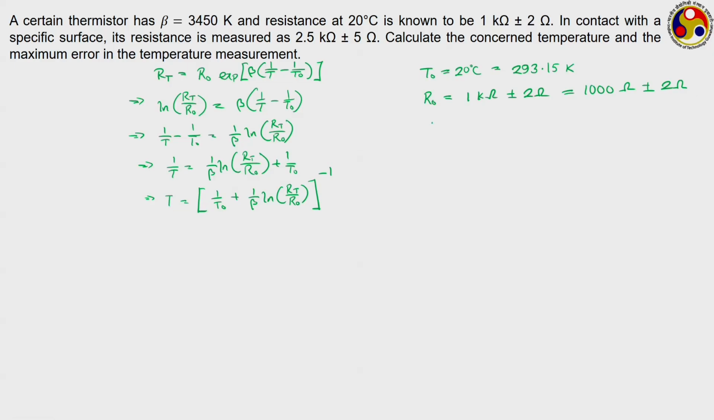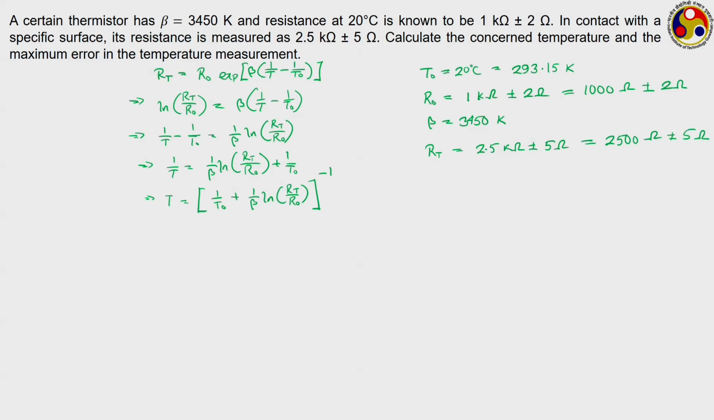The beta value is given as 3450 Kelvin. It is in contact with a specific surface, and its resistance is measured to be 2.5 kilo ohm with an uncertainty of plus minus 5 ohm. This plus minus 5 ohm is the uncertainty during the resistance measurement, and we have to calculate the temperature and the maximum error, that is the uncertainty in this temperature measurement. So, here we are talking about an RT value of 2.5 kilo ohm plus minus 5 ohm, or 2500 ohm plus minus 5 ohm.